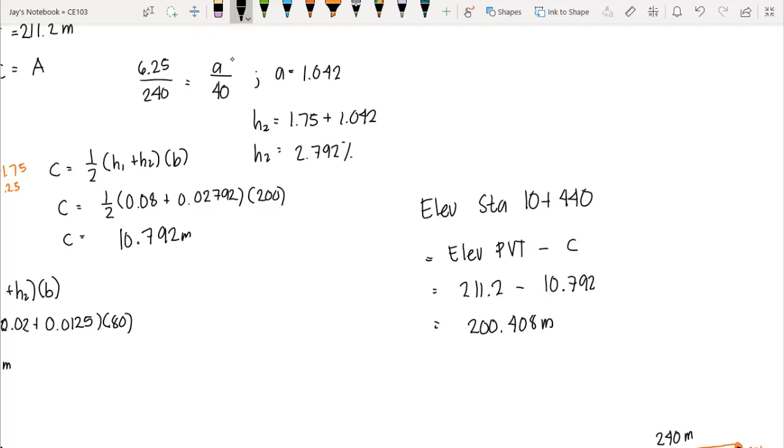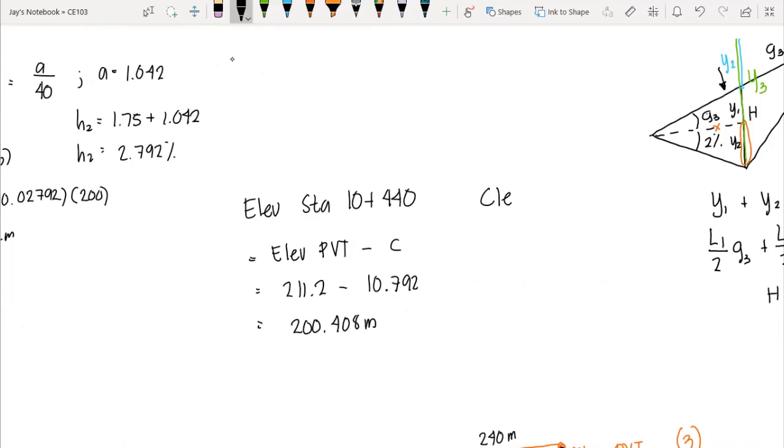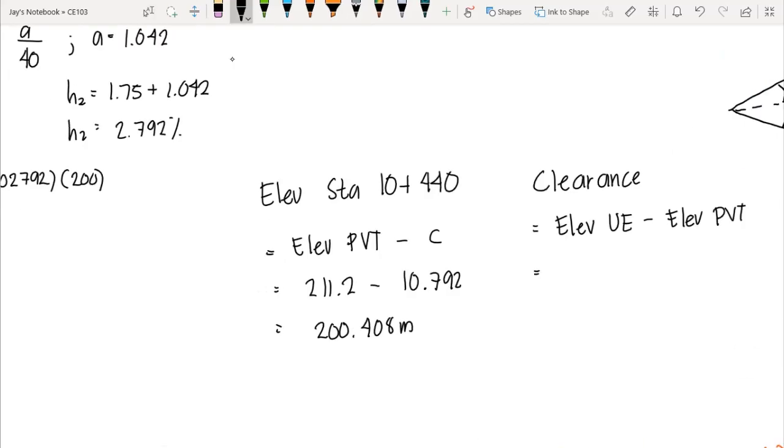This is equal to 200.408 meters. So therefore, to compute for the clearance, we have the elevation of the uphill edge minus the elevation of that point: 203.41 minus 200.408 meters. So therefore, the clearance is 3 meters. That means all cars with a height of less than 3 meters can safely pass through the underpass. However, vehicles with a height of more than 3 meters should not be allowed to enter the underpass.